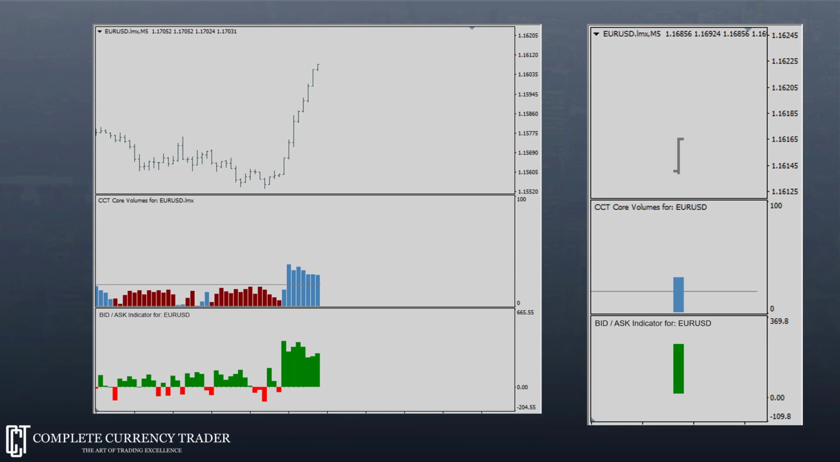This would be even more significant if we also saw the core volumes reduce in size or switch colour, or if we saw the bid-ask indicator switch colour, telling us that market makers are now beginning to supply more liquidity above the price. Can you see how it's the context that matters?